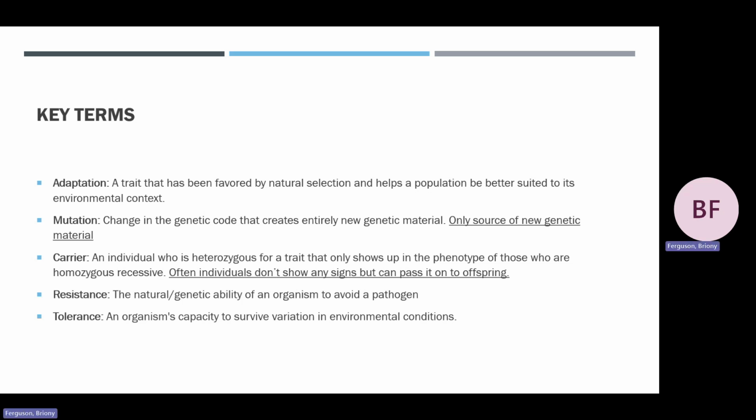A carrier is an individual who is heterozygous for a trait that only shows up in the phenotype of those who are homozygous recessive. So a lot of times carriers are going to be individuals that don't actually show any signs of a disease, but then can pass it on to offspring. Resistance is the natural genetic ability of an organism to avoid a pathogen. And tolerance is an organism's capacity to survive variation in environmental conditions.